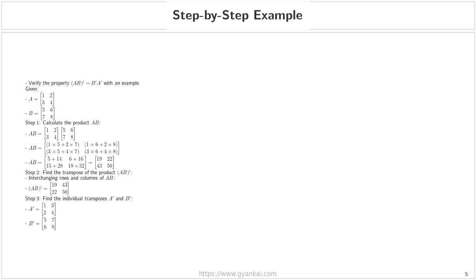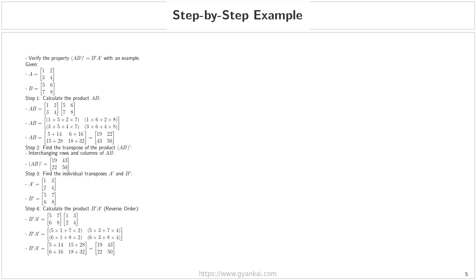In step 3, we find the individual transposes of our original matrices. The transpose of A, written as A prime, becomes 1 and 3 in the first row and 2 and 4 in the second row. Similarly, the transpose of B, written as B prime, becomes 5 and 7 in the first row and 6 and 8 in the second row. In step 4, we calculate the product of these transposes. Remember the reversal rule we discussed earlier. We must multiply them in the reverse order, meaning B prime times A prime.